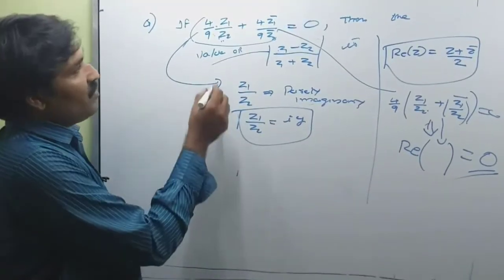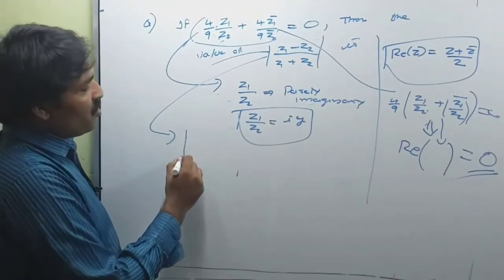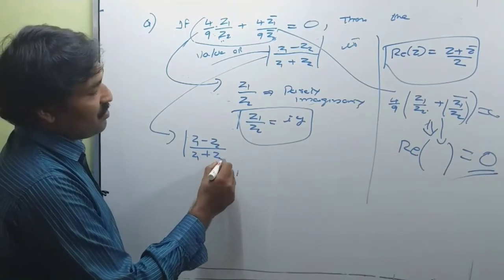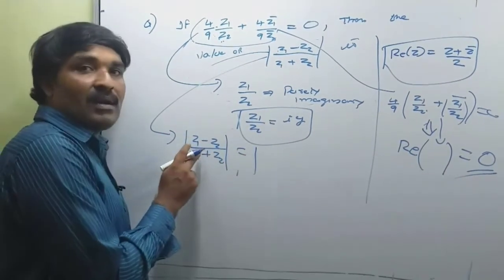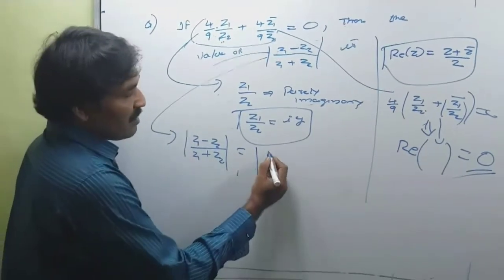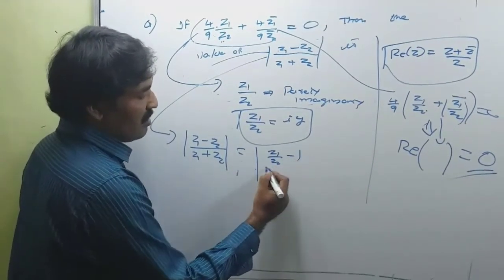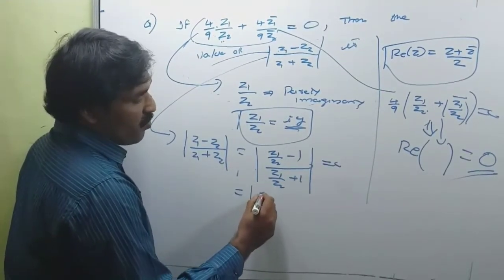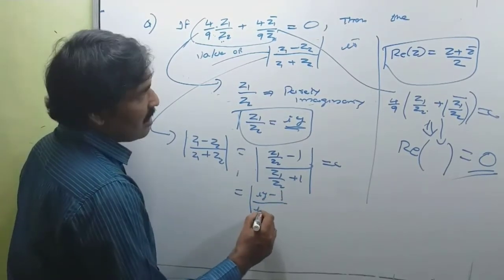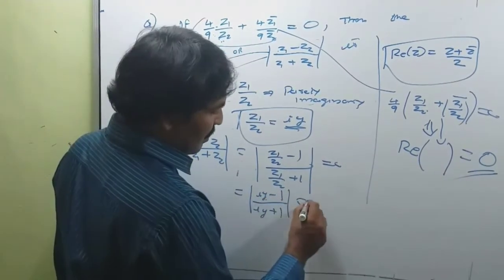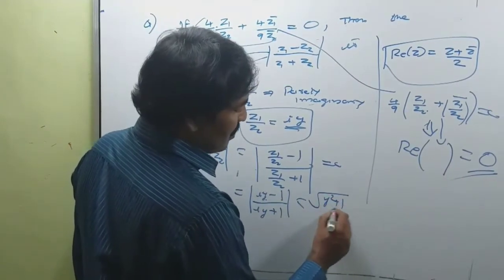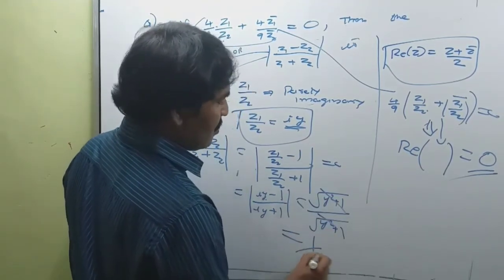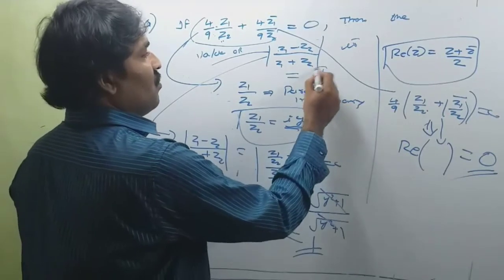Right. Now we can write this as mod of (Z1 minus Z2) by (Z1 plus Z2), that is equal to, dividing the numerator and denominator by Z2, (Z1/Z2 minus 1) divided by (Z1/Z2 plus 1), which is (iy minus 1) divided by (iy plus 1). Numerator becomes root of y square plus 1 and denominator becomes root of y square plus 1. That cancels, this is equal to 1. So the value of this is equal to 1.